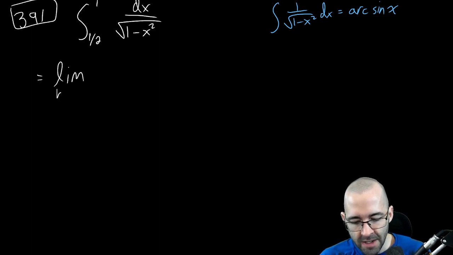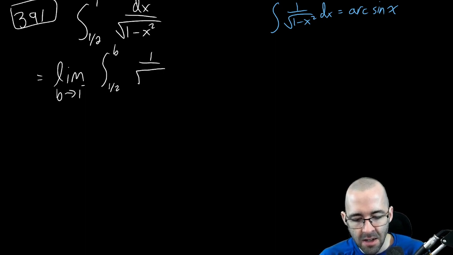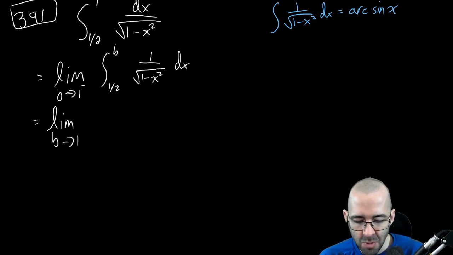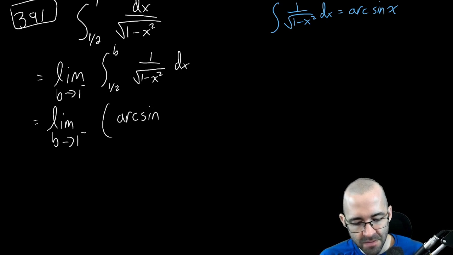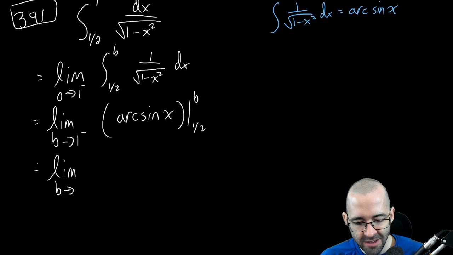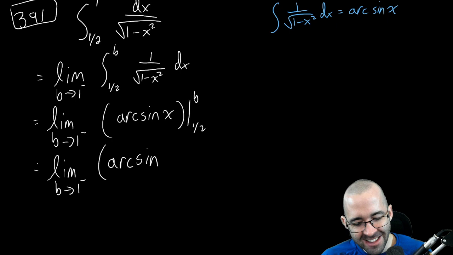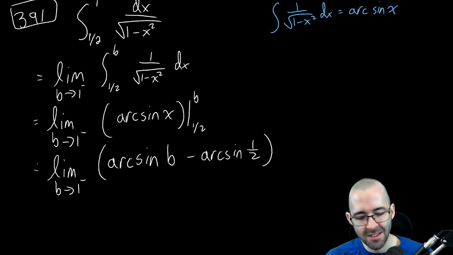the limit, b approaches 1 from the left, integral from 1/2 to b of this guy, which is the limit as b approaches 1 from the left of its antiderivative, which is arcsine of x from 1/2 to b. Now we can just evaluate. I'm wondering if I fell in the trap. I'm nervous. Arcsine of b minus arcsine of 1/2. And we have to evaluate this.